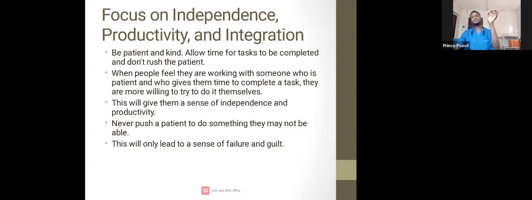If you push them to do something that they are not able to, this will lead to a sense of failure and guilt. Imagine someone you know cannot walk, and you're telling him, try and stand, try and stand. You keep increasing the sense of failure, the sense that they have failed again, that they can't just do this. And then you are demoralizing this person and even complicating the job even more.